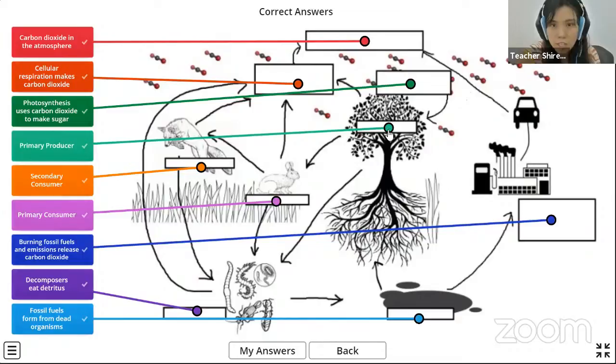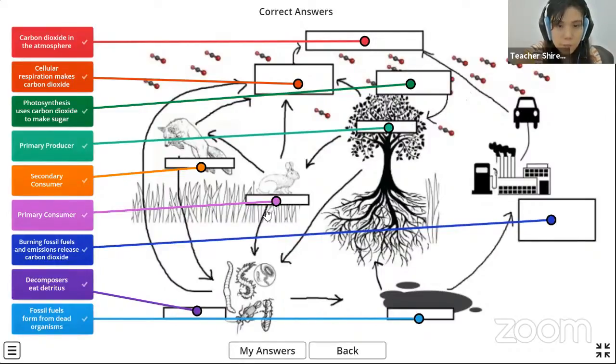So these three are done. But when the plants die, they decompose. It becomes all this dead stuff underneath here. So the decomposer will eat the detritus. This kind of animal is called a decomposer, because it eats all the dead stuff and recomposes it into nutrients. When many years pass, it becomes fossil fuel, just like our petroleum and stuff like that, which is a fossil fuel.